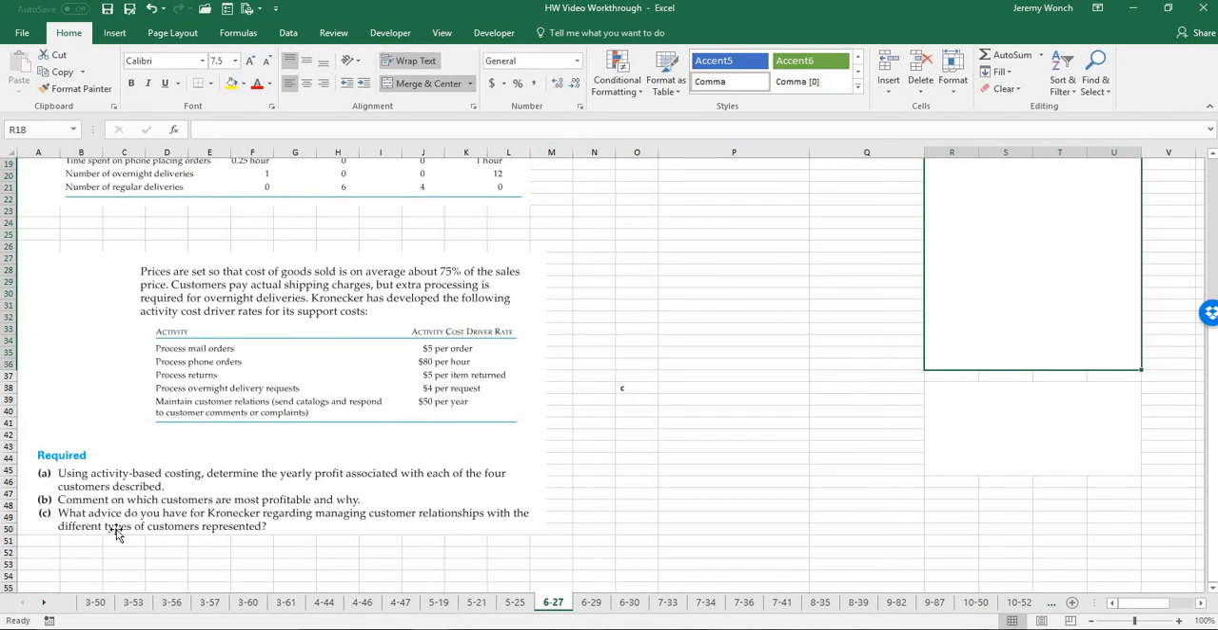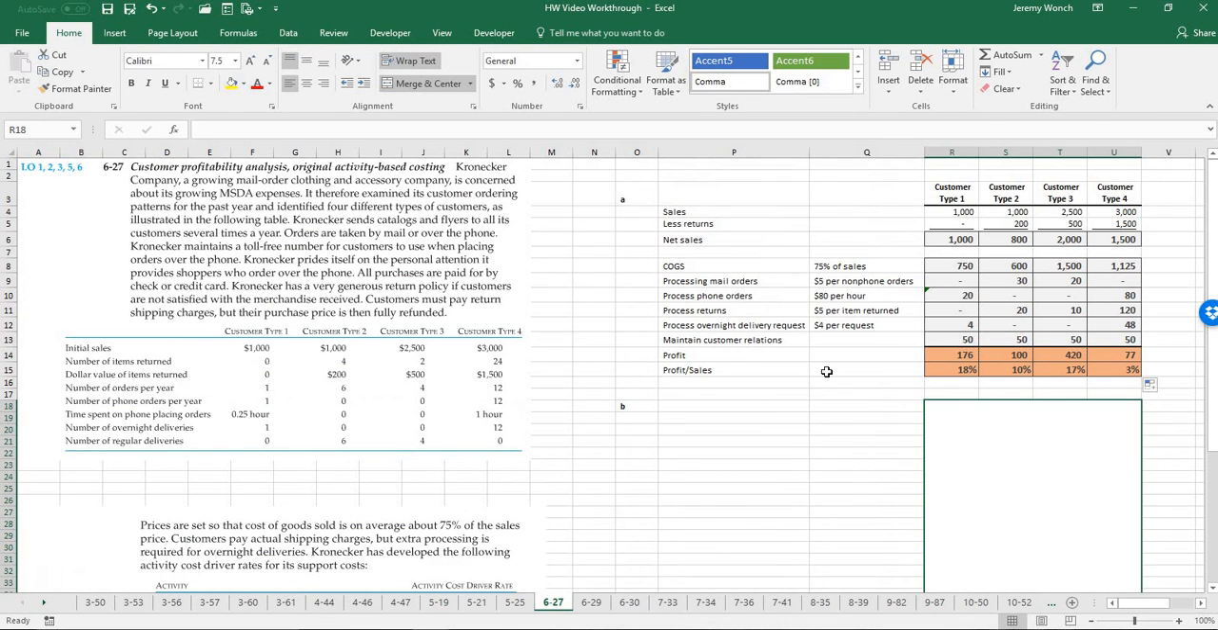So part C, what advice would we give Chroniker for managing their relationship? The biggest cost right here is having returns. If they can figure out what's causing those customers to want to return the product, and make some changes to reduce that, that would help, because that's a very expensive item, not just the returns but also processing those returns as they come back.